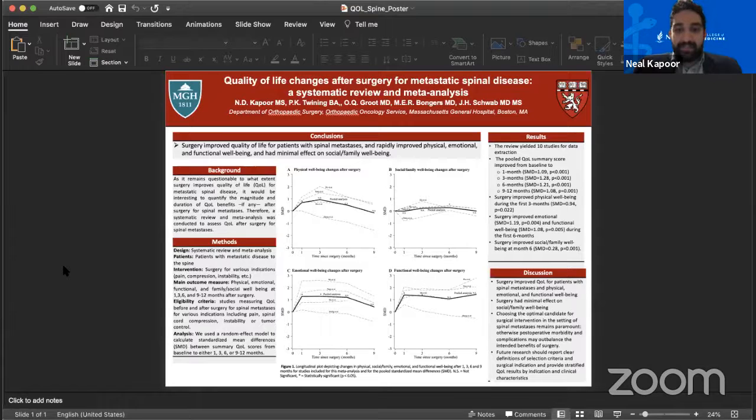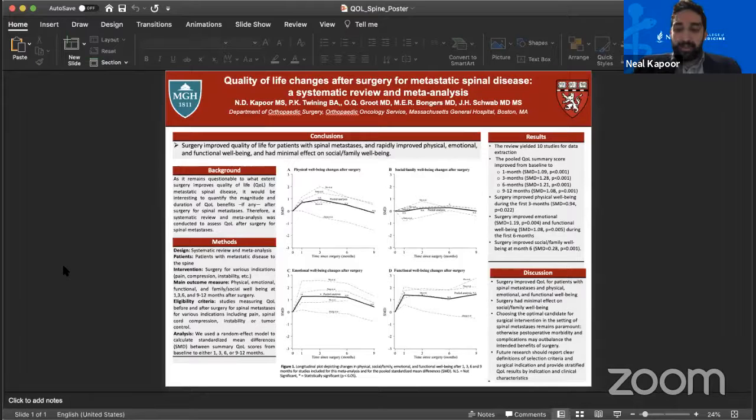As you can see in figure 1 in the middle, surgery improved quality of life for patients with spinal metastases in physical, emotional, and functional well-being. Surgery had minimal effect on social and family well-being. Choosing the optimal candidate for surgical intervention in the setting of spinal metastases remains paramount. Otherwise, postoperative morbidity and complications may outbalance the intended benefits of surgery.